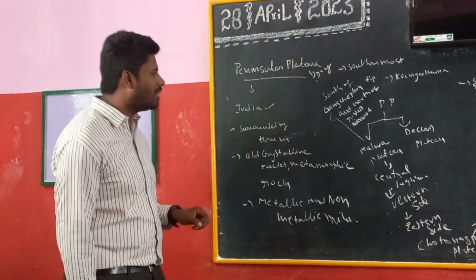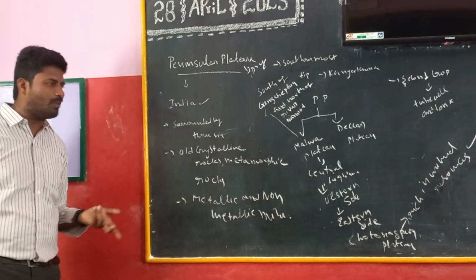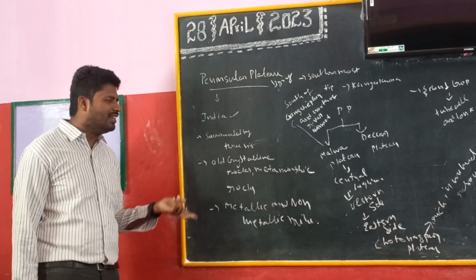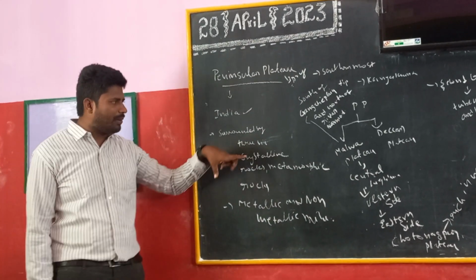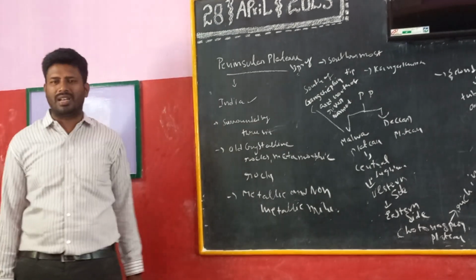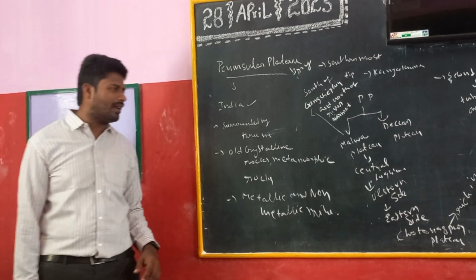Then coming to this peninsular plateau, it consists of two plateaus. One is the Malwa plateau and the other one is the Deccan plateau. The Malwa plateau is lying in the central highlands. The difference between the Malwa plateau and the Deccan plateau is that the Malwa plateau is present in the north of the Narmada river. The Deccan plateau is present in the south of the Narmada river.